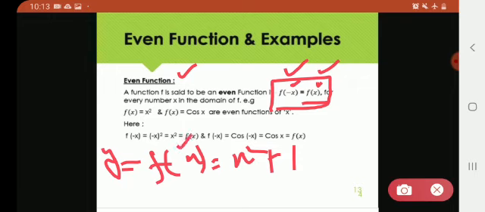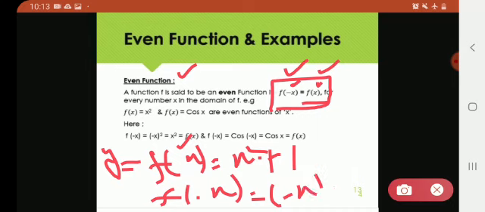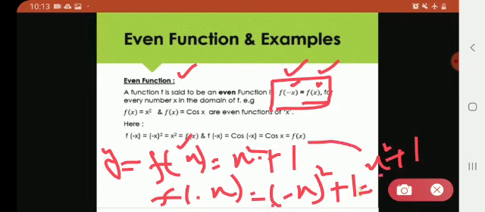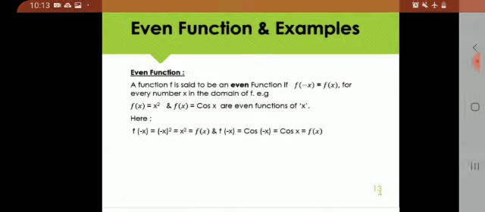Now if I replace this x with minus x, here minus x whole square plus 1, my answer still becomes the same, x squared plus 1, because minus x whole square would be x square again. So you can see these two functions are still the same. Though we replaced x with minus x, it is still the same. That is why this function is called an even function.